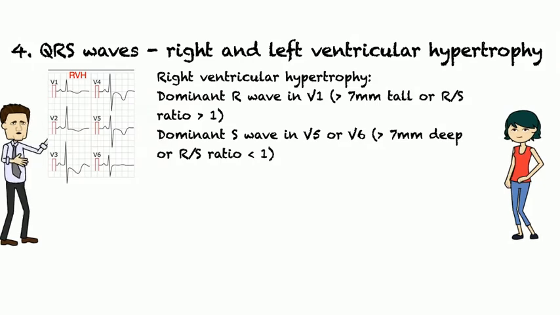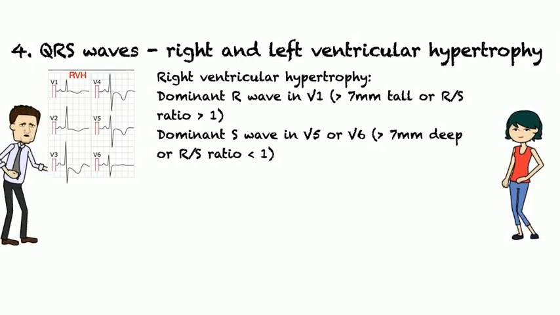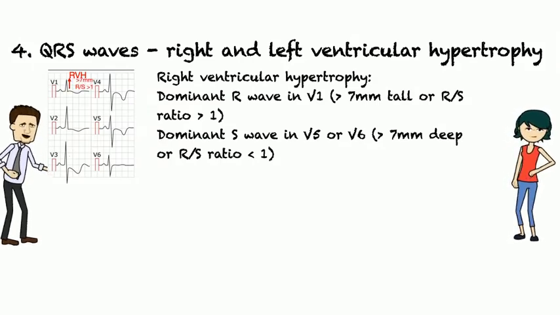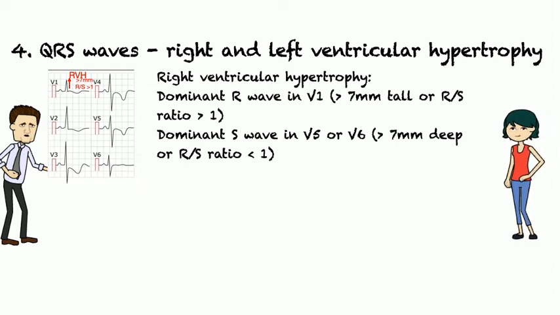Right ventricular hypertrophy is defined as dominant R wave in V1 that is greater than 7 mm tall or R divided by S ratio greater than 1. Also, right ventricular hypertrophy is defined as dominant S wave in V5 or V6 that is greater than 7 mm deep or R divided by S ratio less than 1.